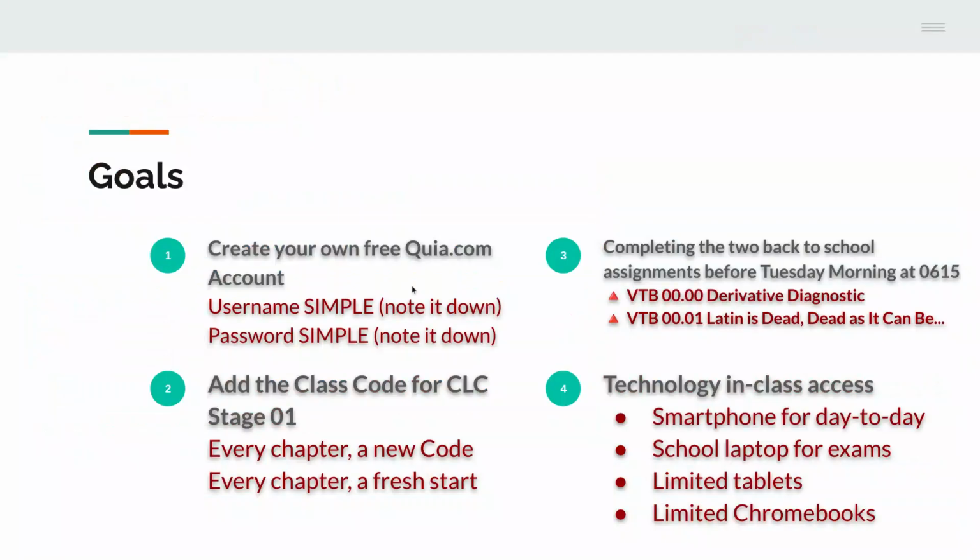So we've covered these things: how to create a Quia account, adding the class code, which will be at the head of the email, and completing these assignments before Tuesday morning at 6:15. That's okay. Do it to the best of your ability. My whole thing is, don't strive to be perfect. And finally, we've also covered technology in class access, which is going to be very important. I don't want to just drone on and on, blah, blah, blah, lecture. I want to be active, fun, and every class should be different.